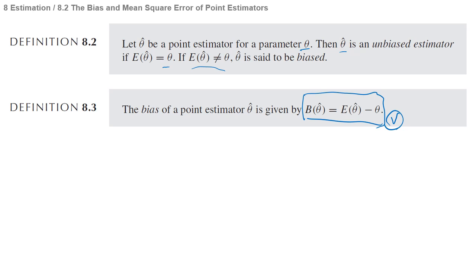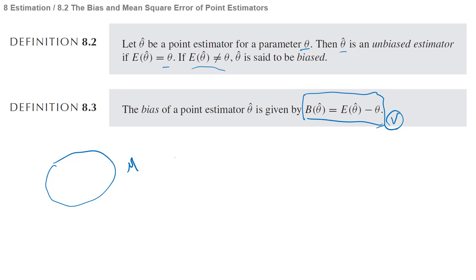From here, for an example, again, let's say we have a population, and here mu is the population mean parameter for the sample mean.